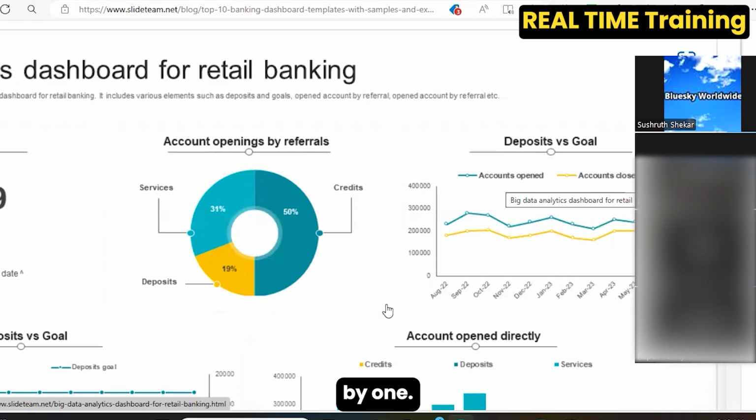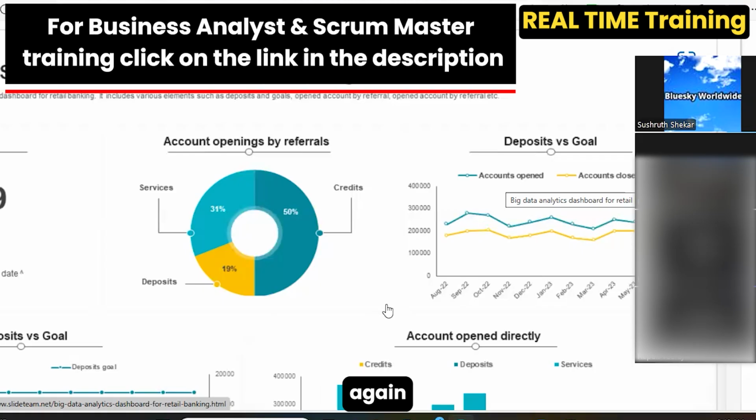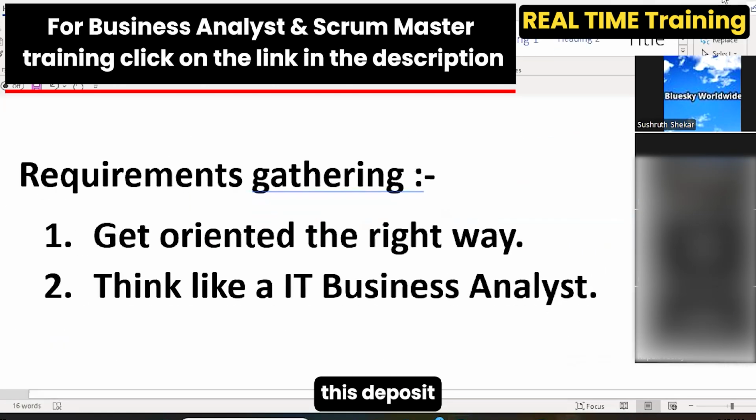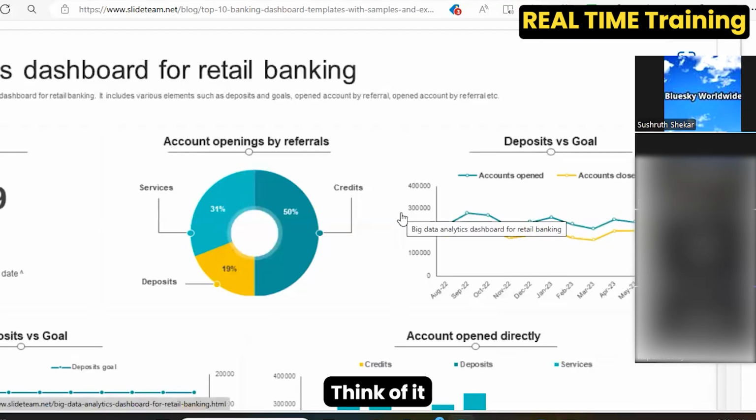Now I'll just go one by one. So Prachi, I'll start with you because you are the first person that I see on the right-hand side of my screen. Yes, okay. So this is account opening by referrals. I'll just give a brief overview. What referrals are coming from what department? It's very, very simple, right? So now you can start asking your questions. Again, I'll give you one more: this credit is a department and this deposit is also a department. Think of it as a department.